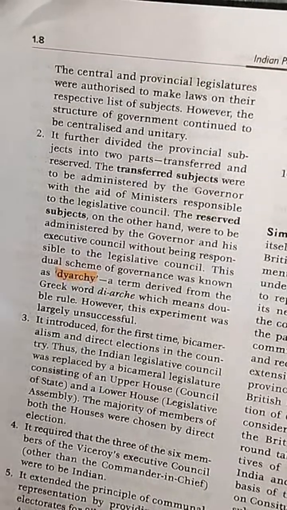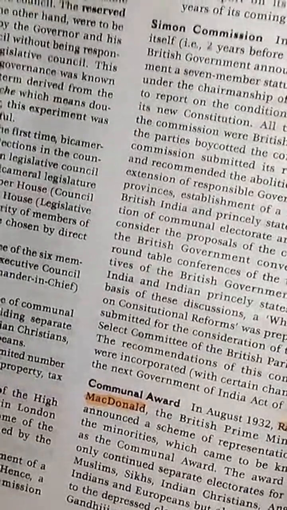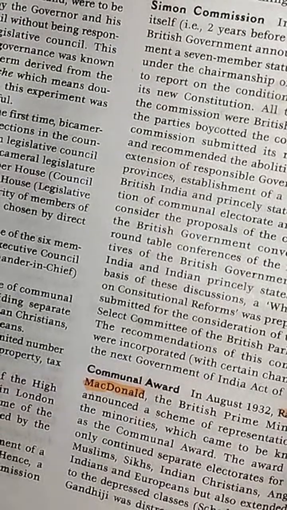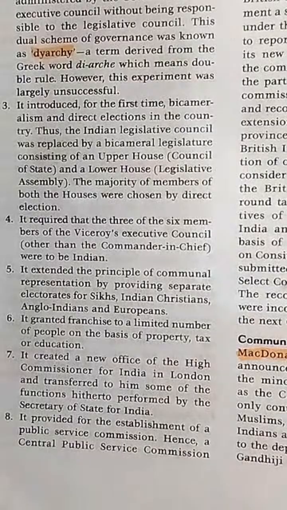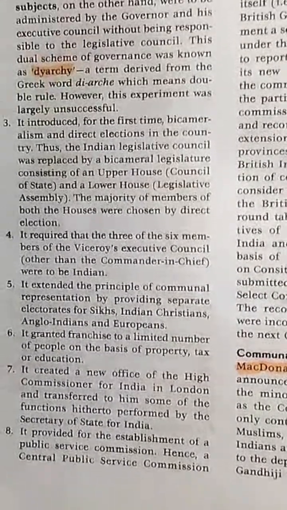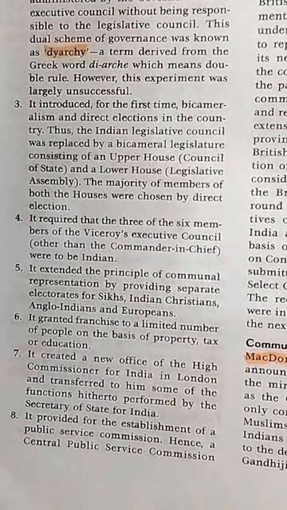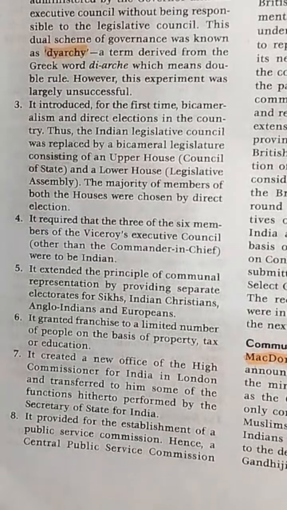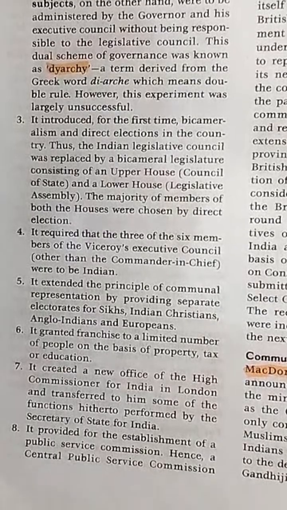It required that three of six members of the Viceroy's Executive Council, other than the Commander-in-Chief, were to be Indian. It extended the principle of communal representation by providing separate electorates for Sikhs, Indian Christians, Anglo-Indians, and Europeans.